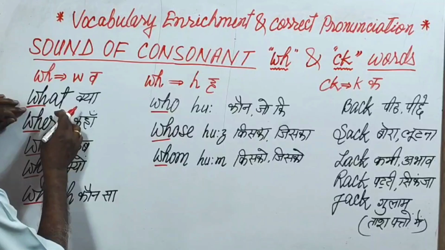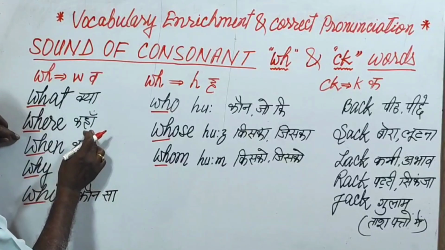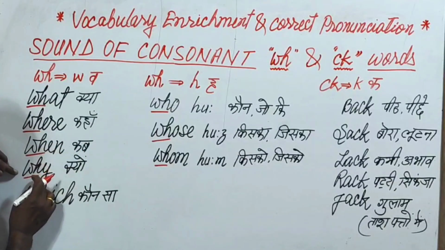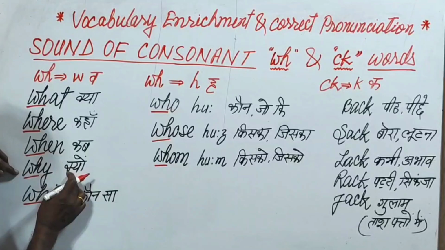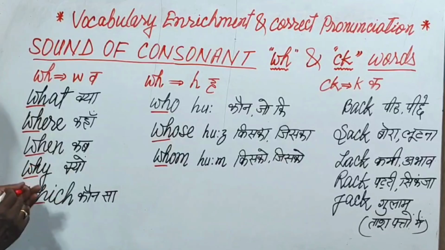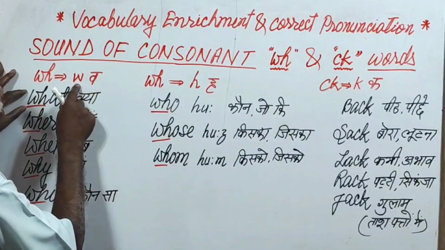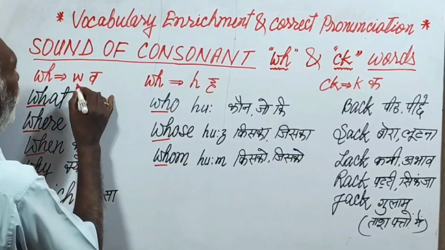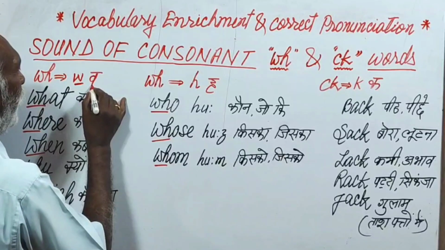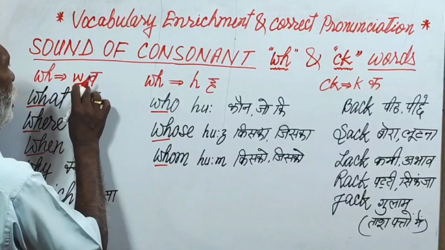WHAT, what means क्या? WHERE, where, कहाँ? WHEN, when, कब? WHY, why, क्यों? WHICH, which. Here, dear, WH is now pronounced as W, the consonant sound symbol, and this one is pronounced as W sound.